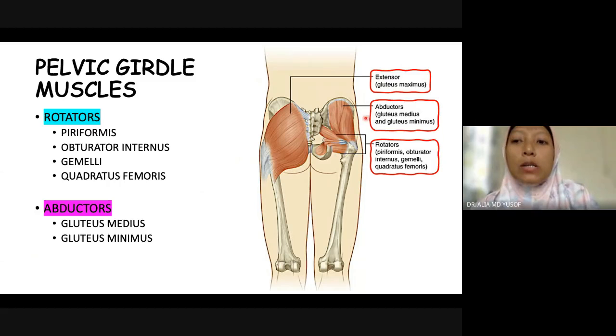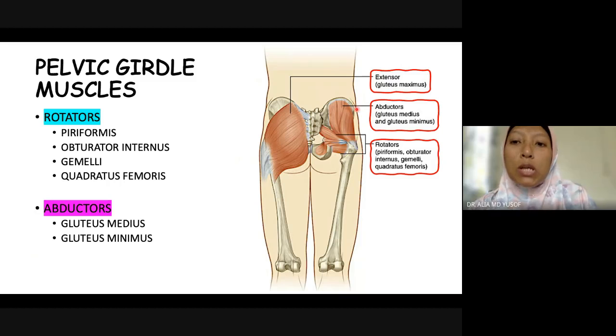Then we have the abductors group. Okay, the abductors group are the gluteal muscles. There are three gluteal muscles. The gluteus maximus is the outermost. Okay, and if we dissect the gluteus maximus, we will see underneath it is gluteus medius, and also gluteus minimus.